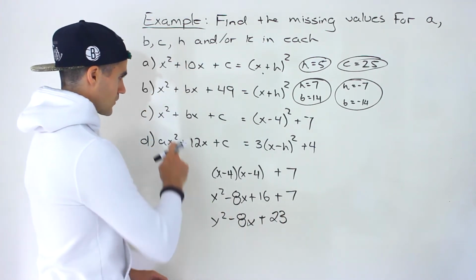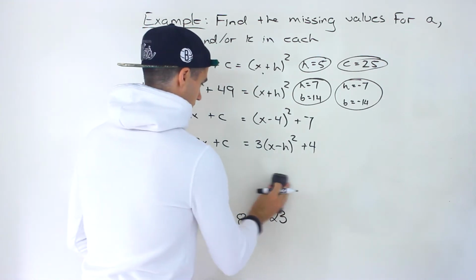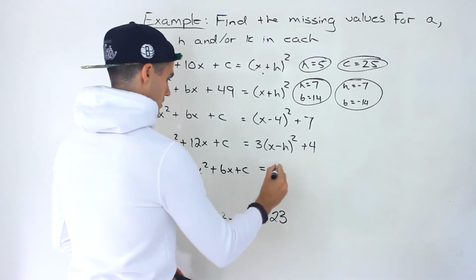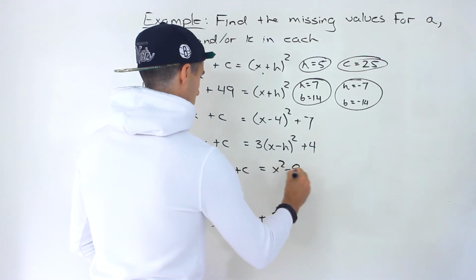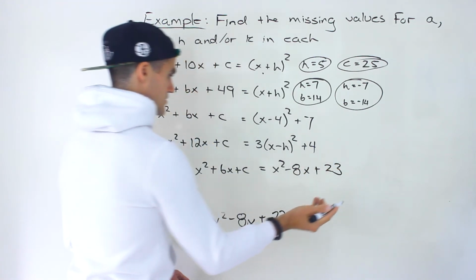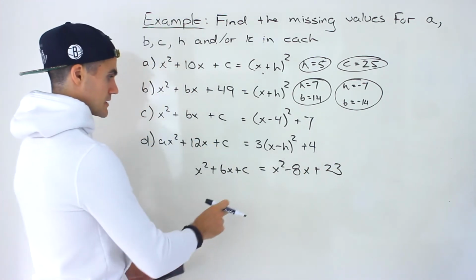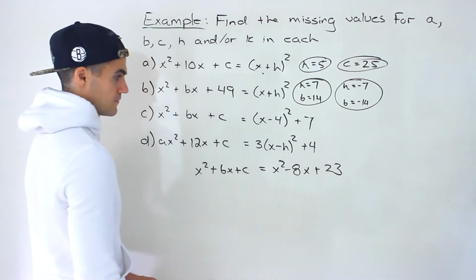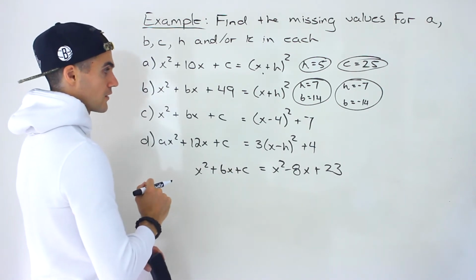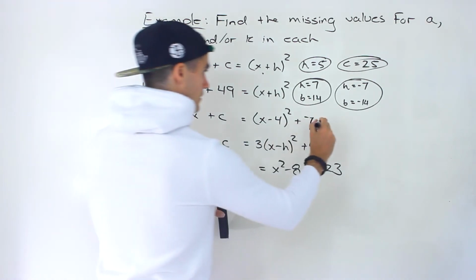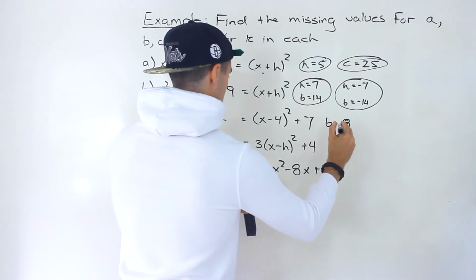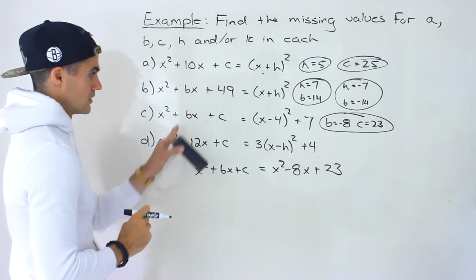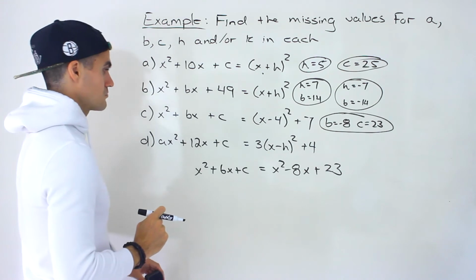So now we can match up this left side. We got x squared plus bx plus c. Let's match it up with this right side, and it matches just directly. So we could tell the b value is just negative 8. We could tell the c value is just 23. Right? But there's no algebra that's required in this case. Okay, so here the b value is negative 8. The c value is positive 23. And those are the only two unknowns over here. So that one was pretty simple.